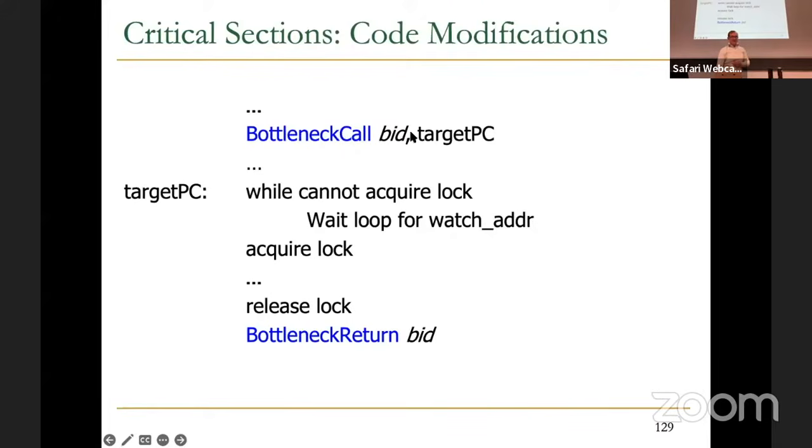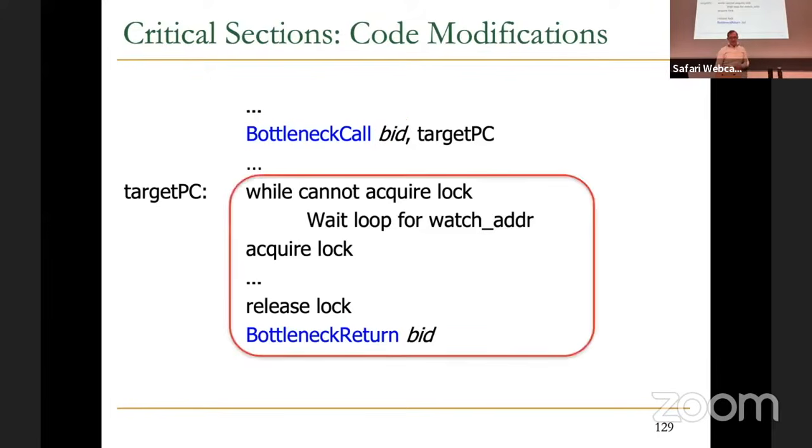Essentially, with the bottleneck call, we're going to associate a bottleneck ID with each critical section. And we're going to call the bottleneck, and then the code remains the same, and then we're going to do a return, bottleneck return. Sounds nice, right? This way we can give an identification for every single bottleneck in a program. Okay, that's the bottleneck ID.